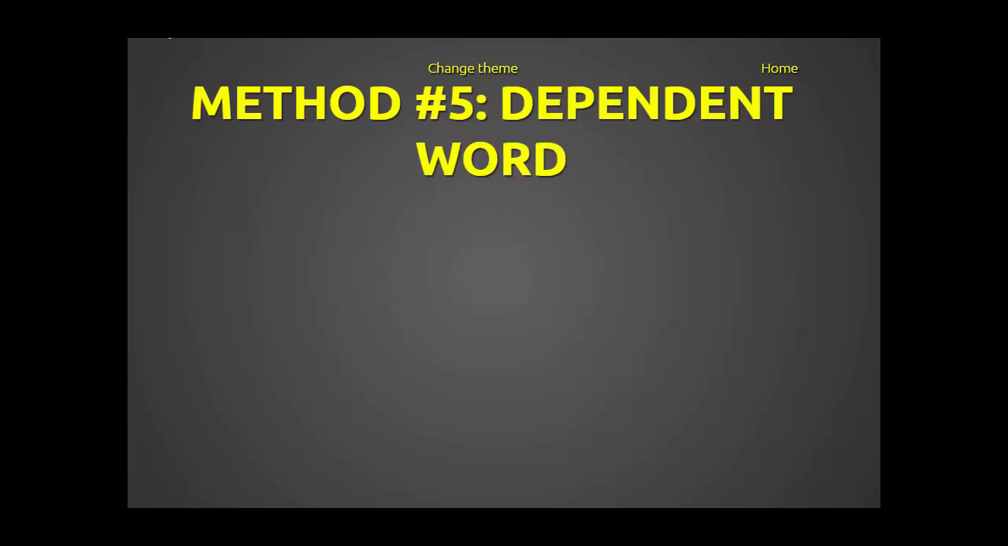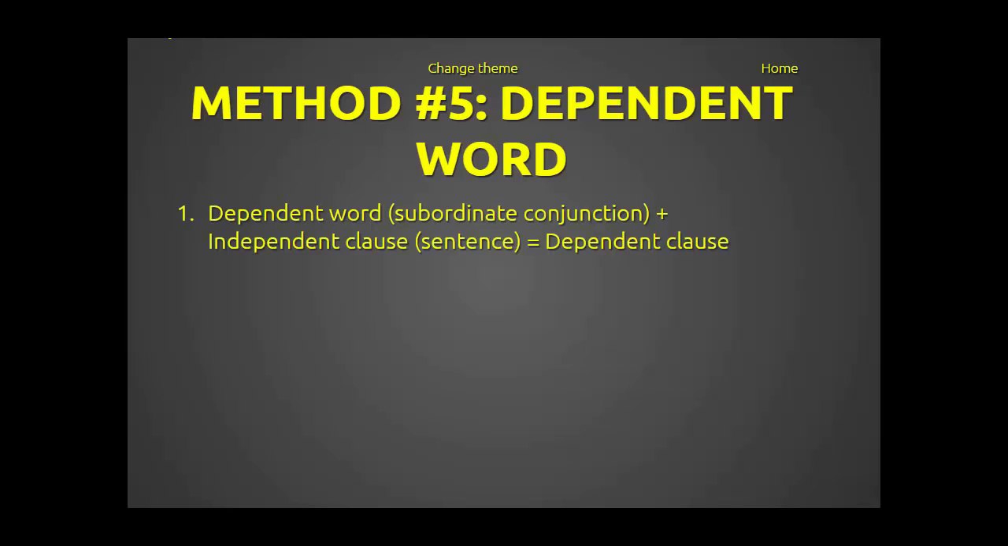And the most complicated method is the use of a dependent word, or what's also called a subordinating conjunction. A dependent word, a subordinating conjunction, plus an independent clause, which is basically a sentence, equals a dependent clause. So here's an example: while I was on my way to work today. If you get rid of while and say I was on my way to work today, that's a sentence. But the minute you add while to it, people would be like, what happened while you were on your way to work today? So it's dependent upon the next part of the sentence to make sense, or the previous part, because they can come at the beginning or the end of a sentence.